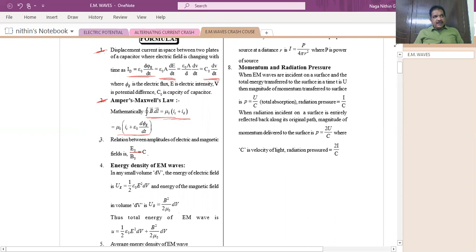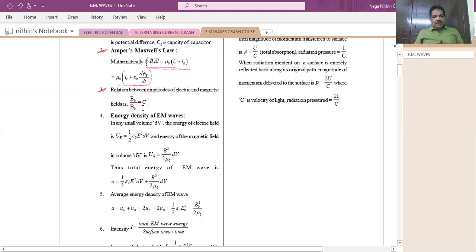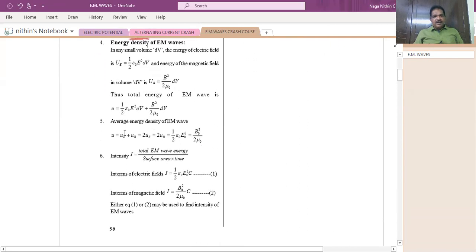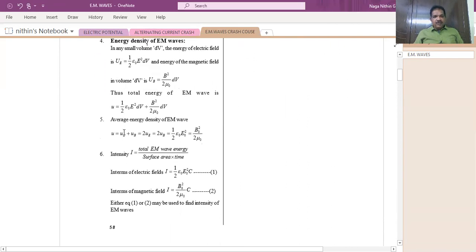Next, electric field amplitude and magnetic field amplitude. Amplitude means maximum values. The relation between them is the velocity of light, so E naught by B naught is equal to the velocity of light. Next, they will ask the energy density of the electromagnetic wave. You already get this energy density in electric charges and fields.